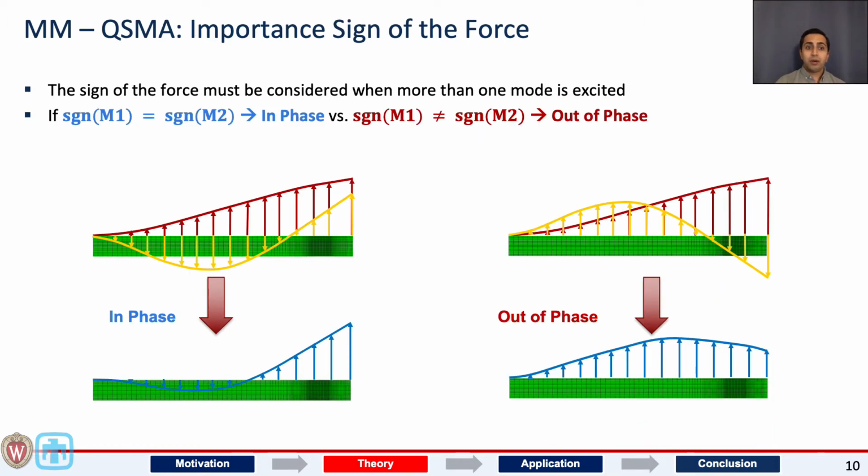Unlike QSMA, where the sign is not important, in multi-mode QSMA the sign is very important since we're exciting multiple modes. For example, if we take these two modes, where red is mode 1 and yellow is mode 2, if both of them have the same sign on the mode, we have this in-phase loading, whereas if they have opposing signs, we have this much different shape, which we refer to as out-of-phase loading.